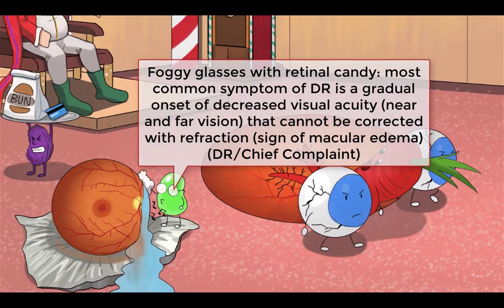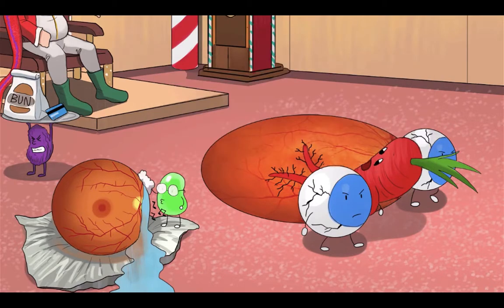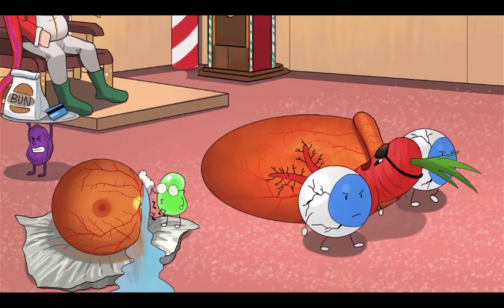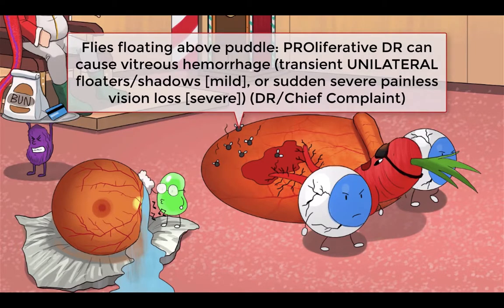It's typically noticed with both near and far vision and cannot be corrected with refraction. This is a sign of macular edema, which, as we described earlier, is caused by capillary leakage into the retina and can occur at any stage of diabetic retinopathy. Retinal detachment in the setting of proliferative retinopathy may present with painless unilateral vision loss, visual field defects or blind spots, as well as a loss of visual acuity if the macula is involved. Vitreous hemorrhage in the setting of proliferative retinopathy typically presents with floaters or shadows if the hemorrhage is mild. There may be severe painless vision loss with more severe hemorrhage. In general, these changes in vision are only transient.